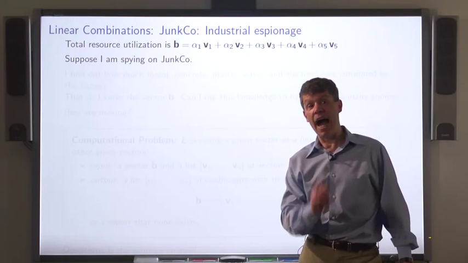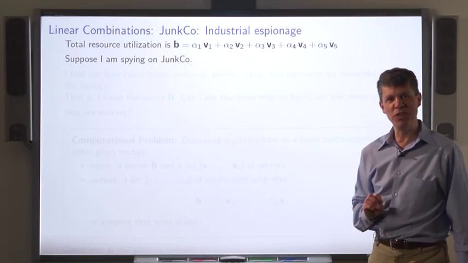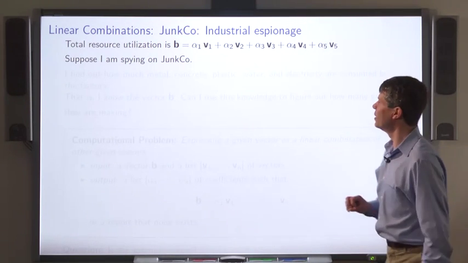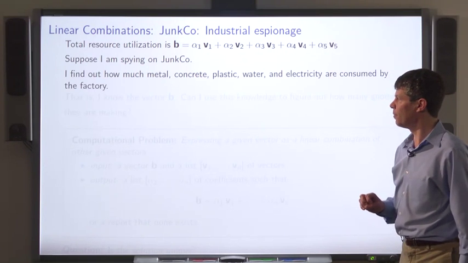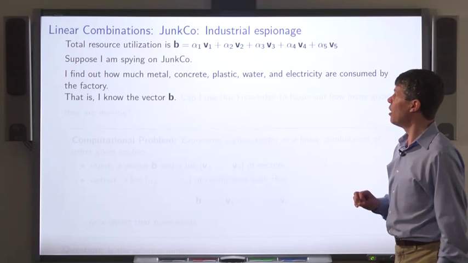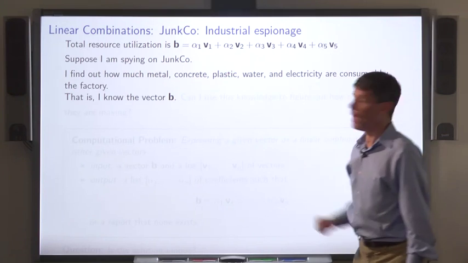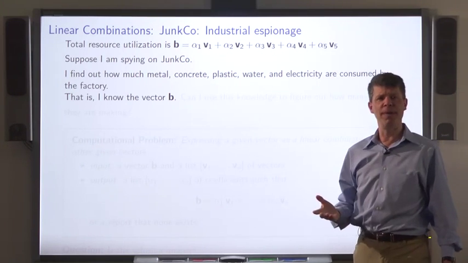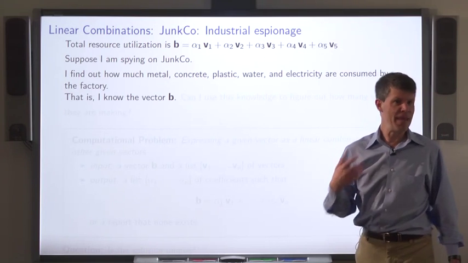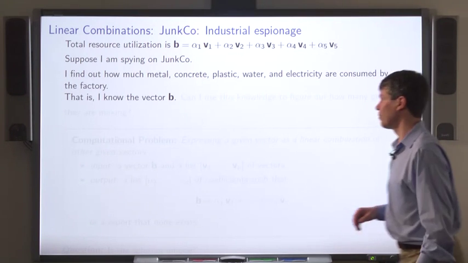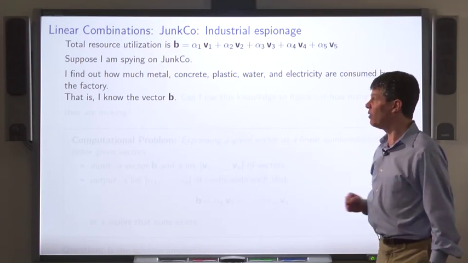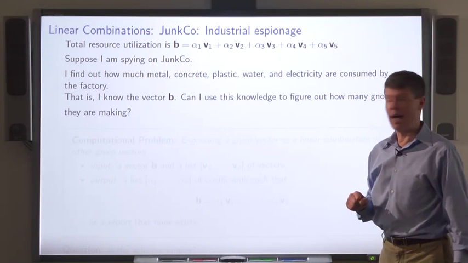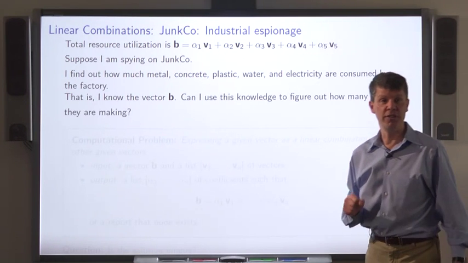Well, let's say I know how much of each resource they're consuming. I know the vector b in this equation. And I know the vectors v1 through v5, because I know how much resources making a garden gnome requires. I want to figure out alpha 1 through alpha 5. How can I do that?